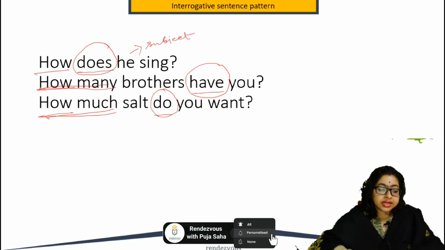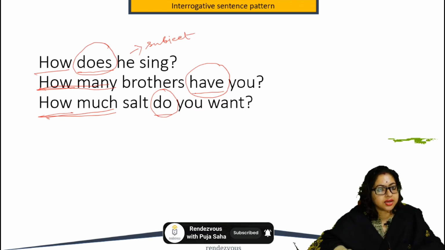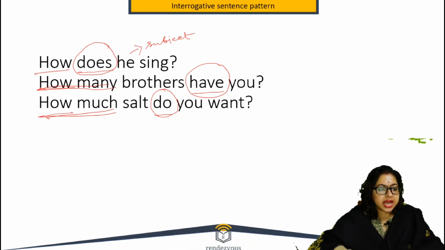And regarding this session, I would like to mention that I have only one class left in this sentence construction series. In our next session, I will focus on the other two sentence patterns, which are the negative sentence pattern and the one that I have left here, the exclamatory sentence pattern. For that, please stay tuned. Goodbye.